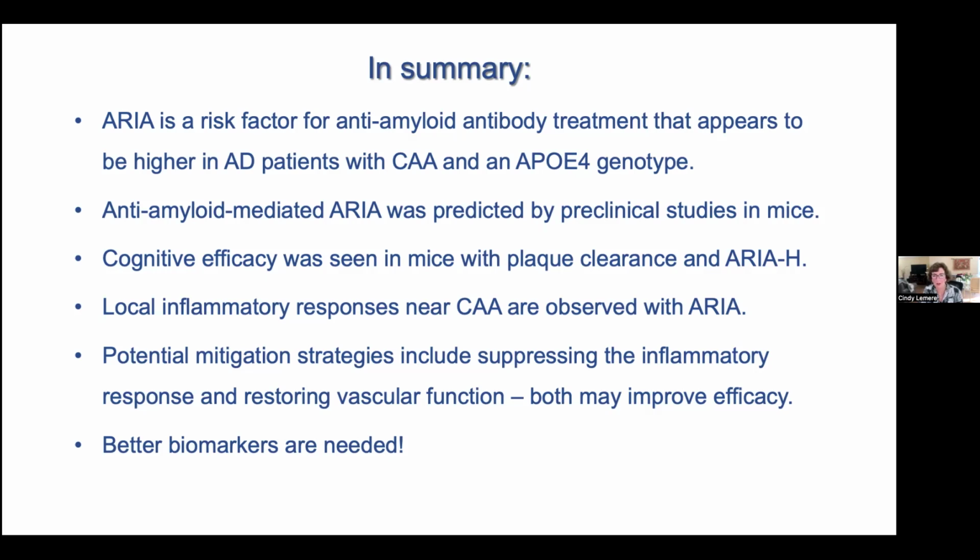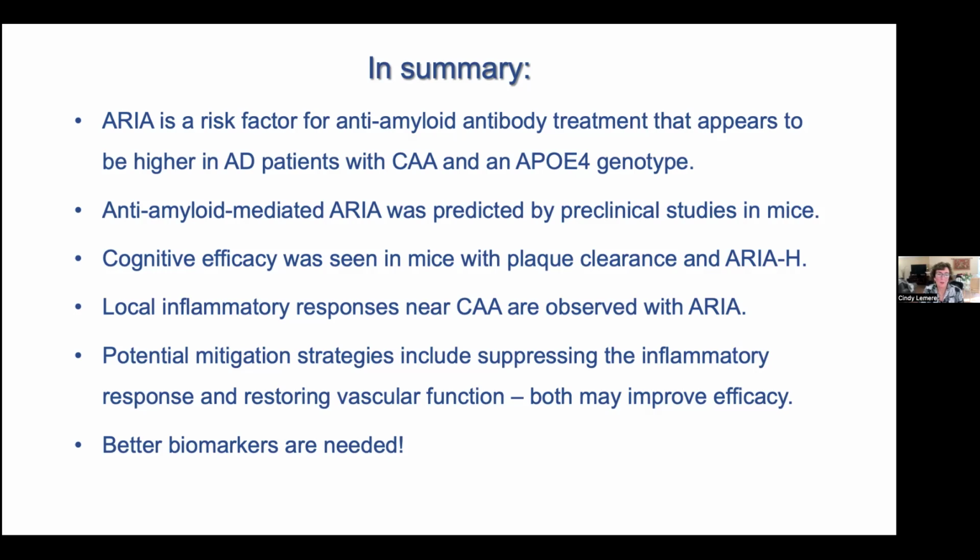So even though there's ARIA, there can still be improvement in cognition. And one of the things that I think some of the clinical trials are now looking back at is what was there at the time of ARIA or shortly thereafter, was there actually any change in the cognitive status in the testing? I don't mean during a full-blown episode of ARIA, but shortly thereafter.